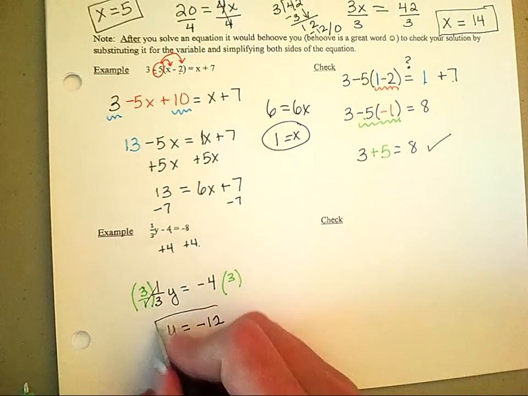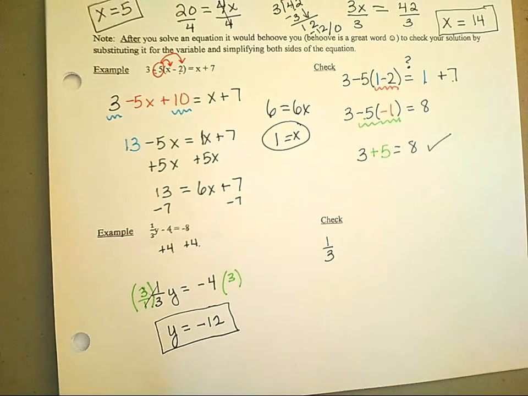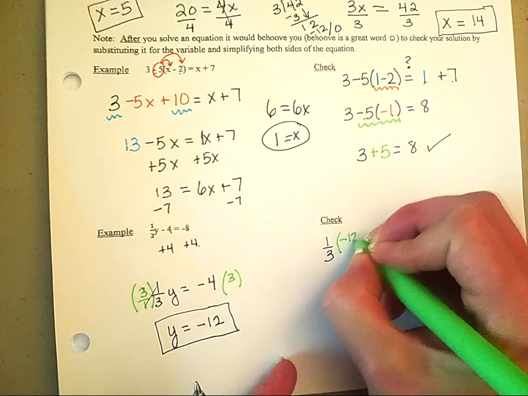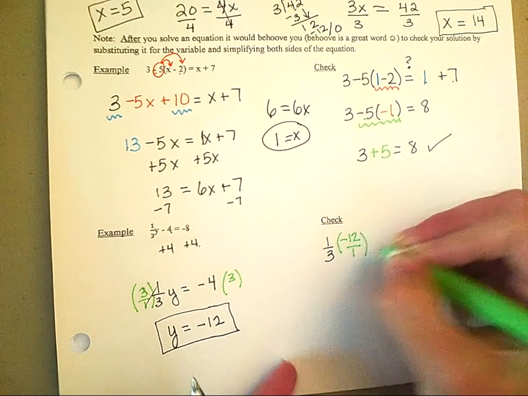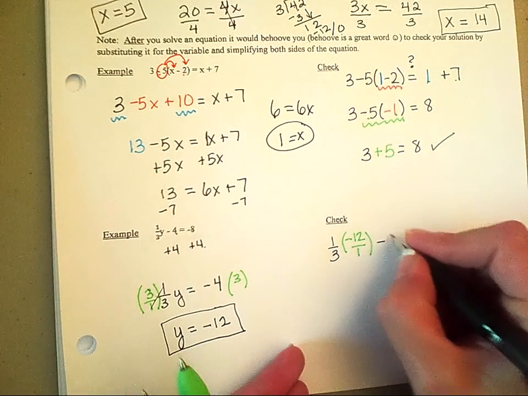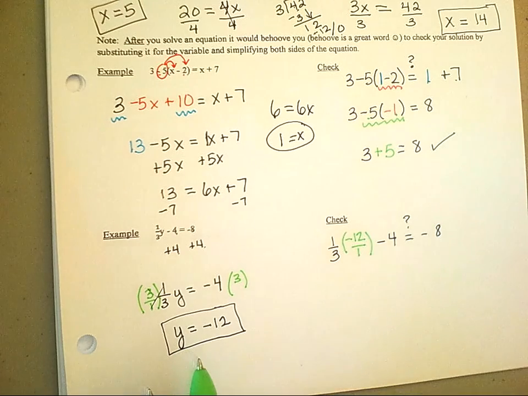Now let's check our answer with that. Is it that 1/3 of y, but we've said y is negative 12. Remember, we can write that as negative 12 over 1. If we take that and subtract 4, will we get negative 8?